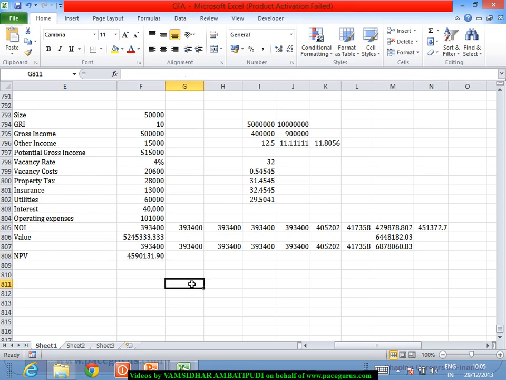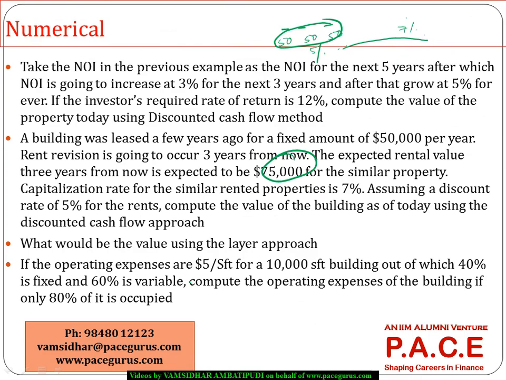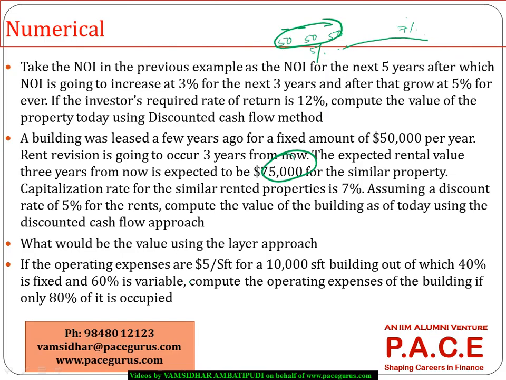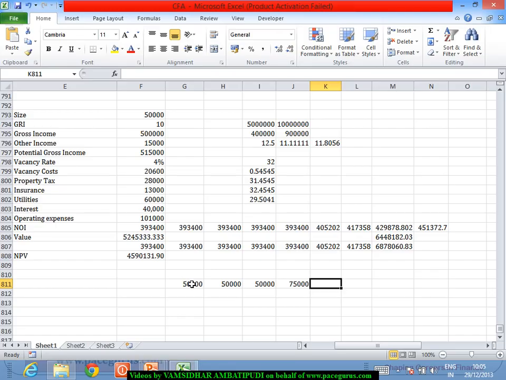So this is also a kind of discounted cash flow approach, wherein I am saying, okay, the next year my rentals are going to be 50,000, the next year also 50, and the next year also 50, and after that they are going to be 75. The rentals are going to be 75,000, and I am having a capitalization rate of 7%. So all the 75,000s that I am going to get later onwards can be discounted at the rate of 7% to give the present value.